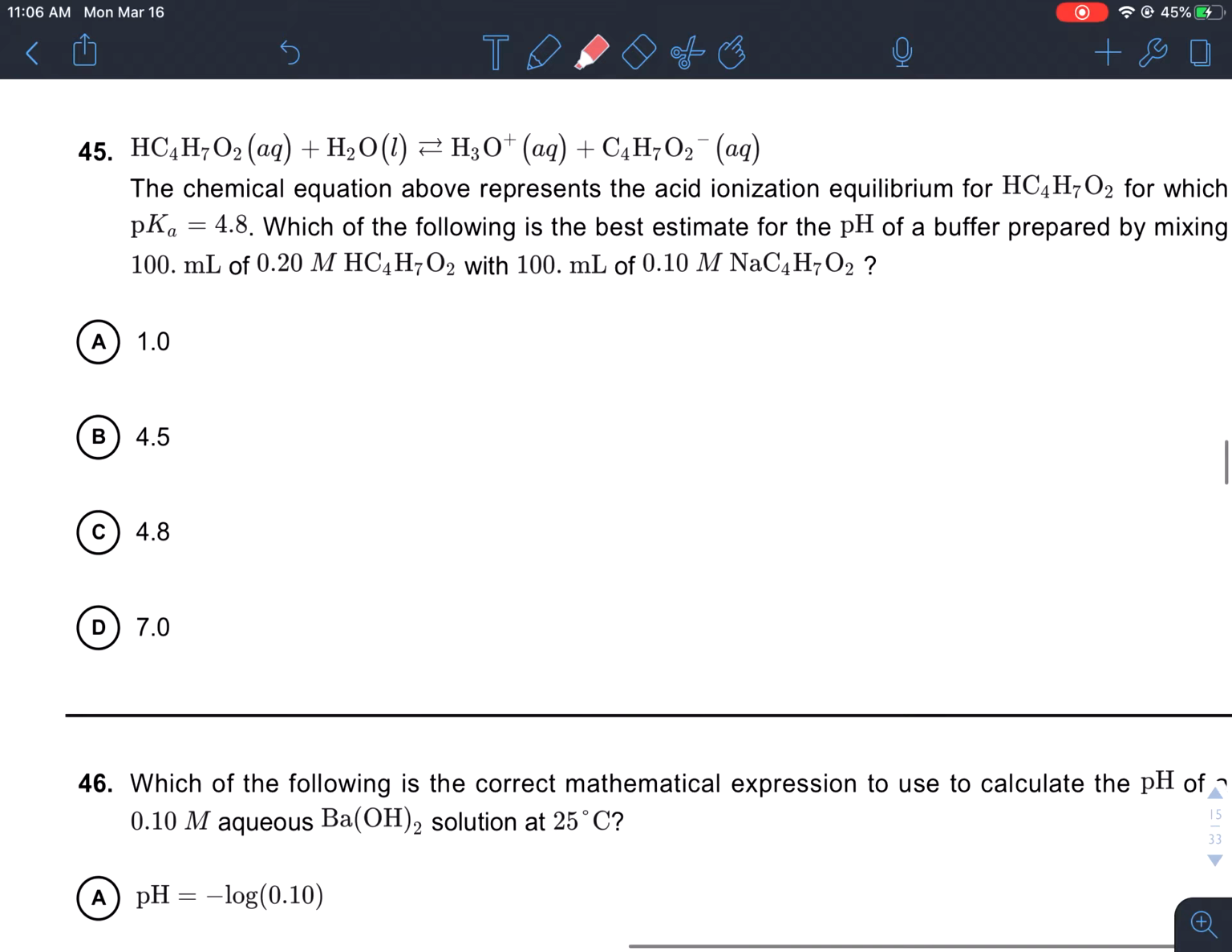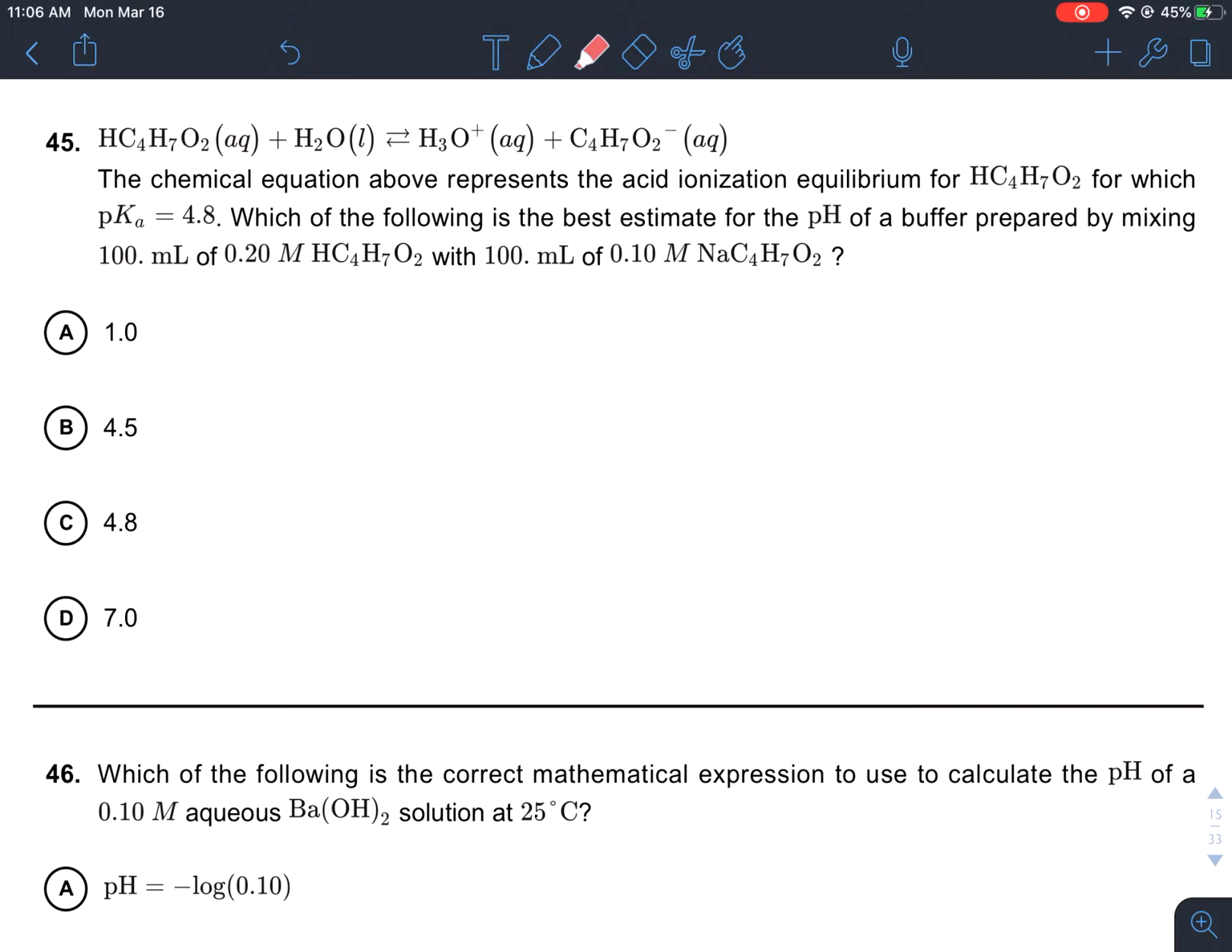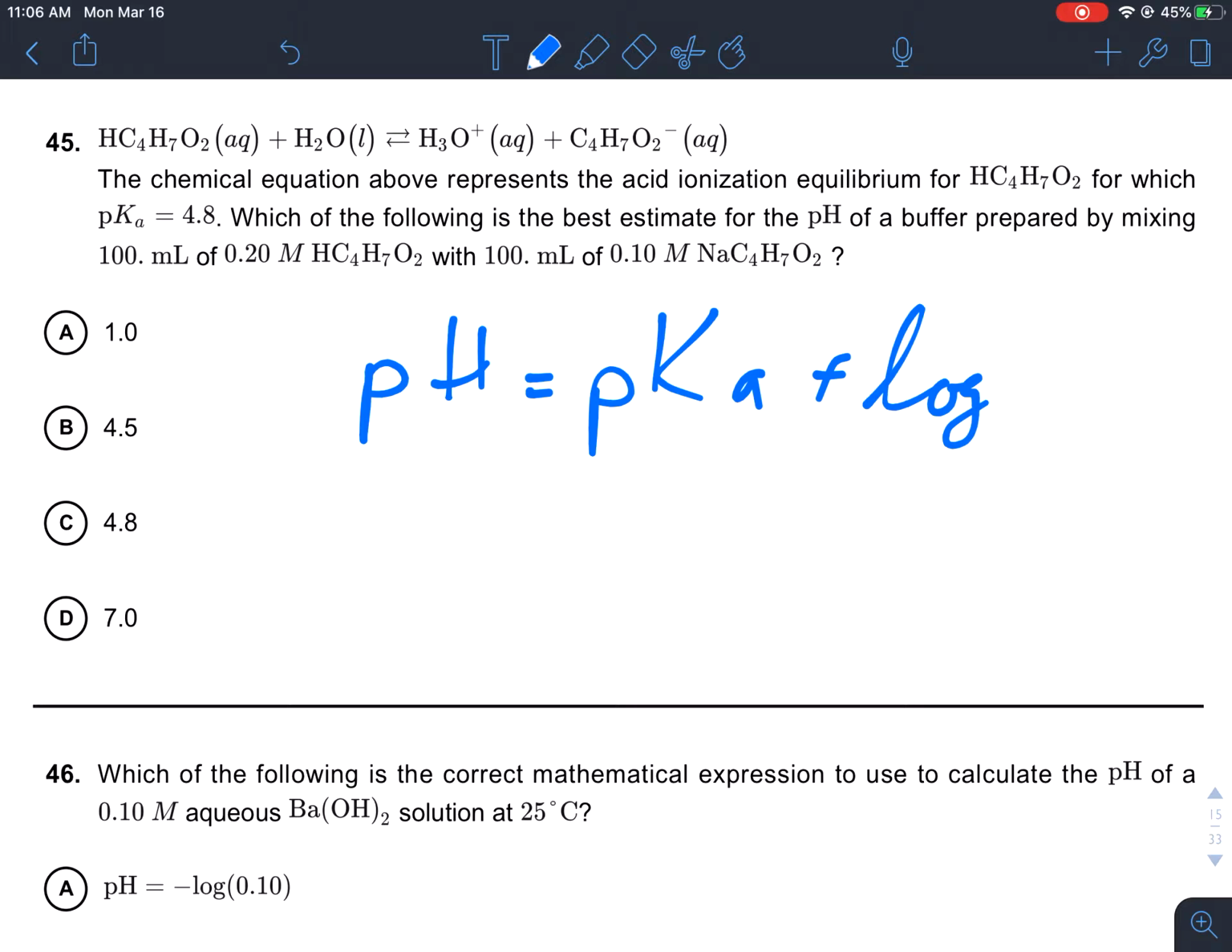All right, number 45. You have, again, another weak acid. The chemical equation above represents the acid ionization equilibrium for this weak acid, for which pKa is 4.8. Which of the following is the best estimate of the pH of the buffer prepared by that much and that much, that much and that much? Okay, whoa, this is a good question. I love this. pH is equal to pKa plus the log of A minus over HA. Now, your A minus is this. Your HA is this. Which one do I have more of?